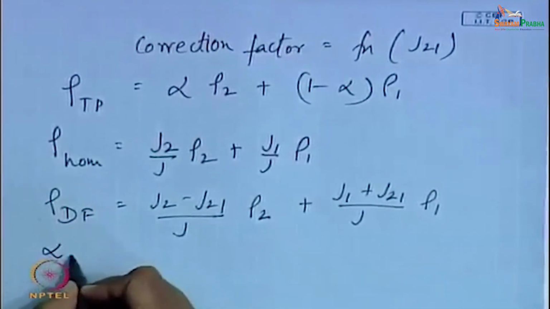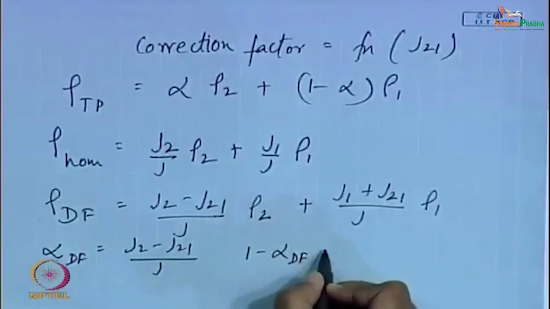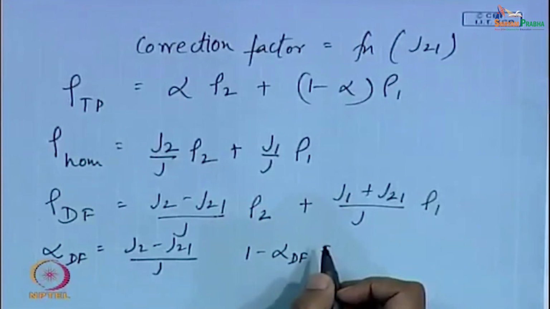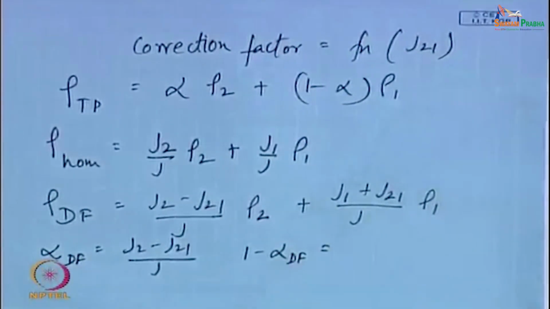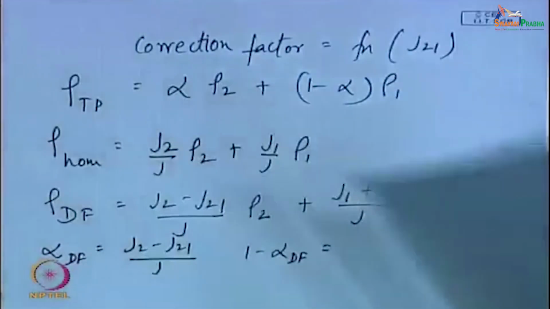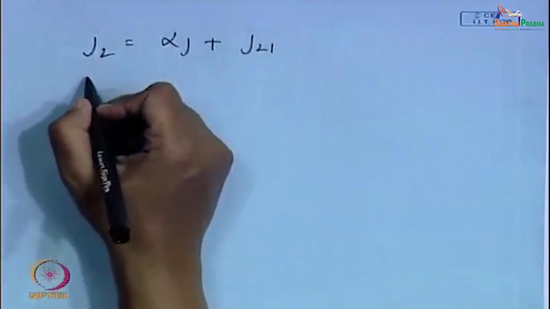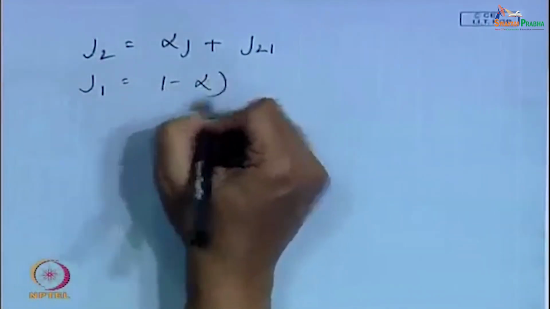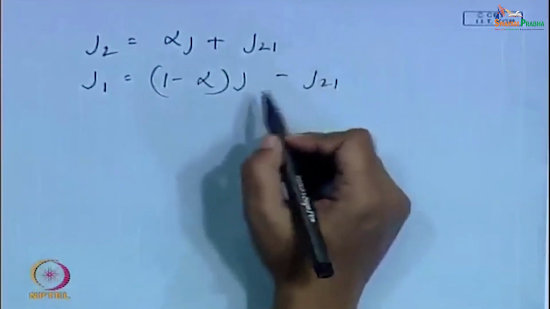So, we had already defined alpha drift flux as J2 minus J21 by J. Similarly, if we define 1 minus alpha drift flux, what is the expression that we will get? For that, we can again refer to the expressions of J1. In this case, we had obtained the expression in terms of J2. Now, if we express it in terms of J1, what do we get? Just like J2 equals alpha J plus J21, in a similar way we can write J1 equals 1 minus alpha J minus J21, isn't it? You simply substitute these things and you are going to get this expression.